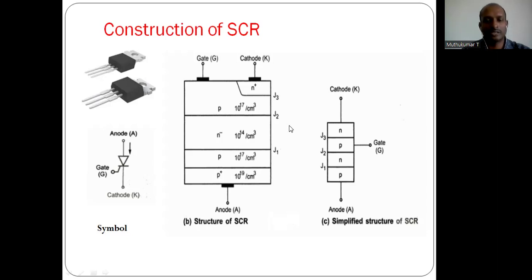This three terminal device also has three junctions, J1, J2, J3. It also has four layers: P type, N minus, P, N and P plus. So it is a three junction, four layer device, and three terminals are there: anode, cathode, gate. Gate is the control signal.